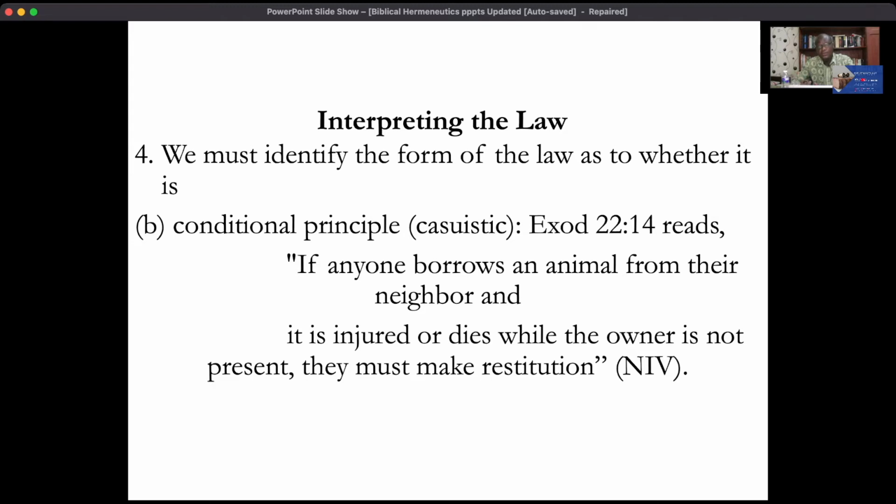And we will look later on at how to interpret some of the forms, because some forms of the law may not be applicable today, but the meaning will be. And so if this doesn't happen, you don't fulfill this law. And so that is the point.